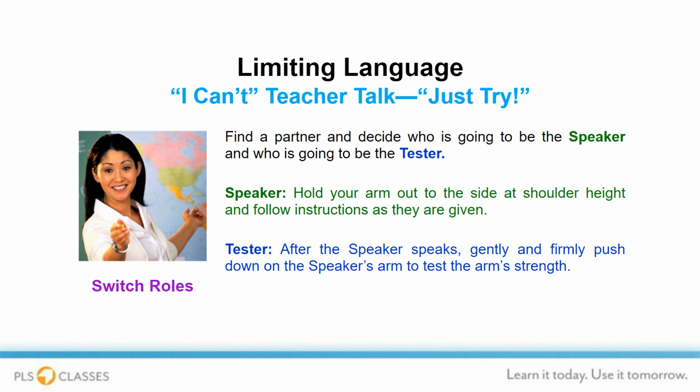Switch roles with your partner and repeat the I will and I'll try exercises. Discuss whether you get the same results or not. You can conduct another exercise and test your arm strength when thinking the phrase rather than saying the phrase out loud and note any differences.